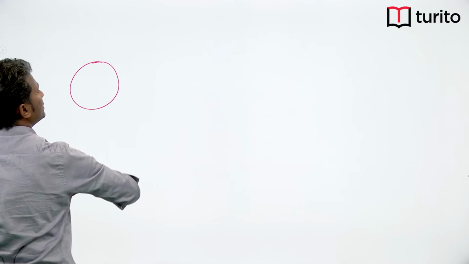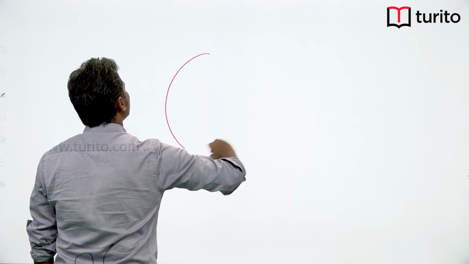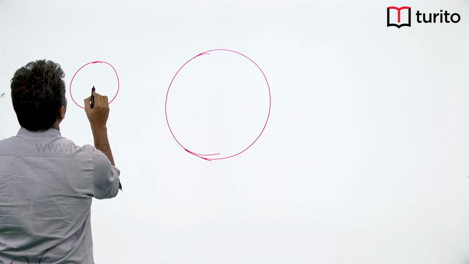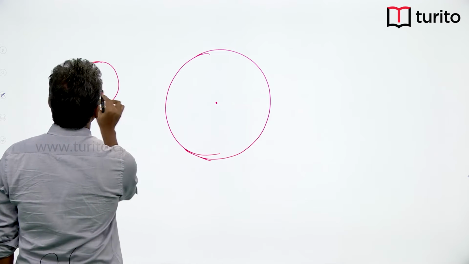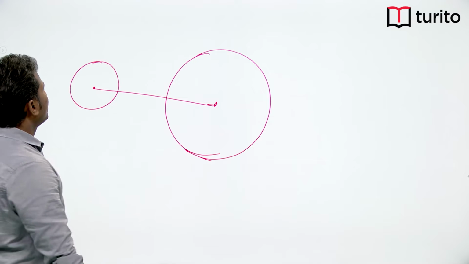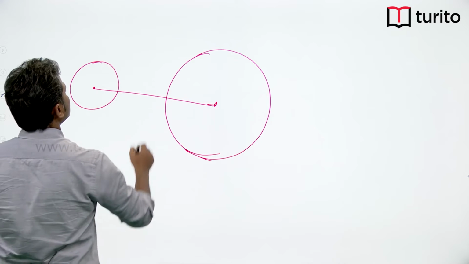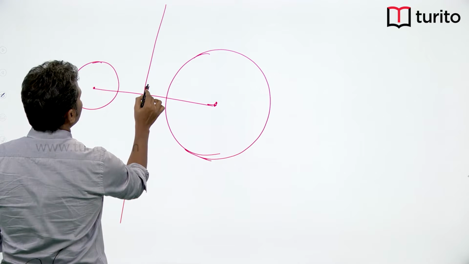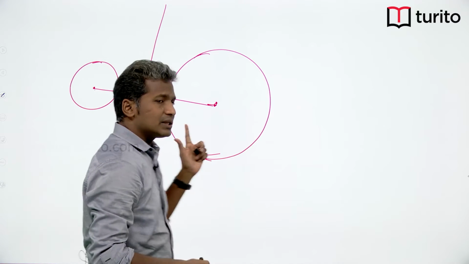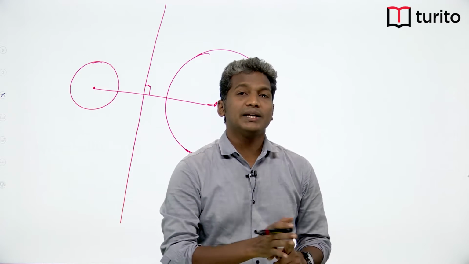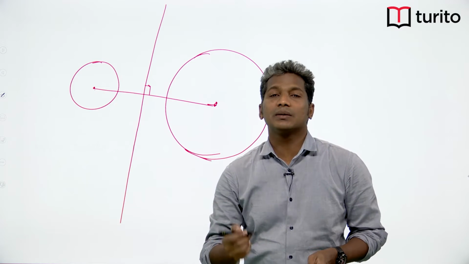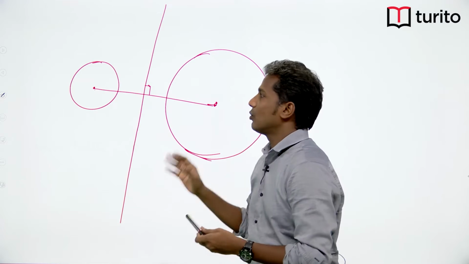Suppose I have one circle here and another circle here. Now, if I join the centers, I get a line joining centers. Whatever the radical axis is, it will be perpendicular to the line joining centers. Will this radical axis bisect the line joining centers? No, it is not. It may bisect in some special cases, but not here.